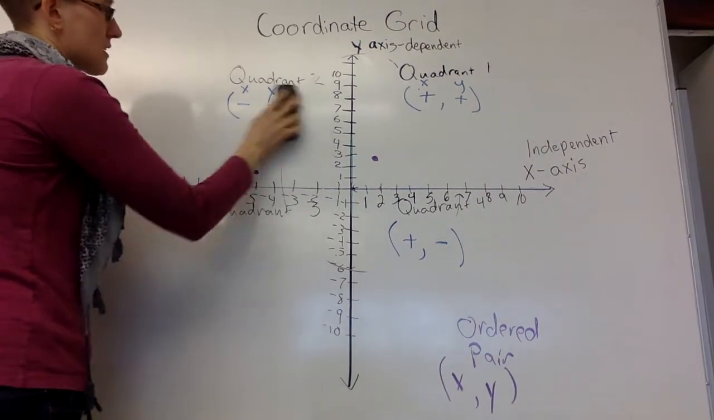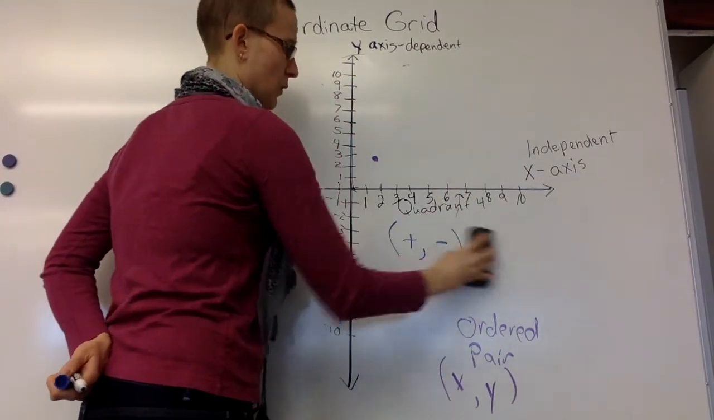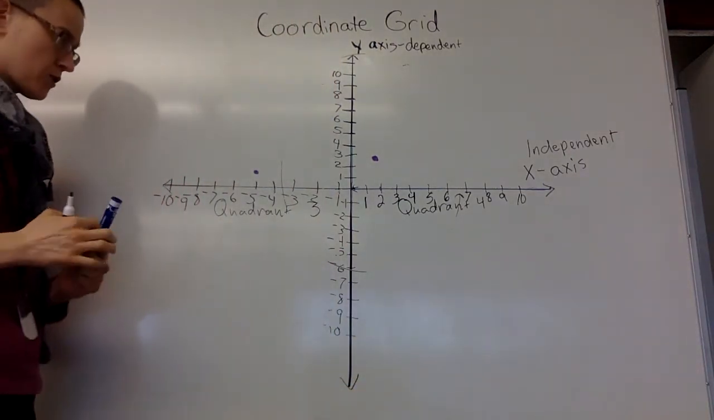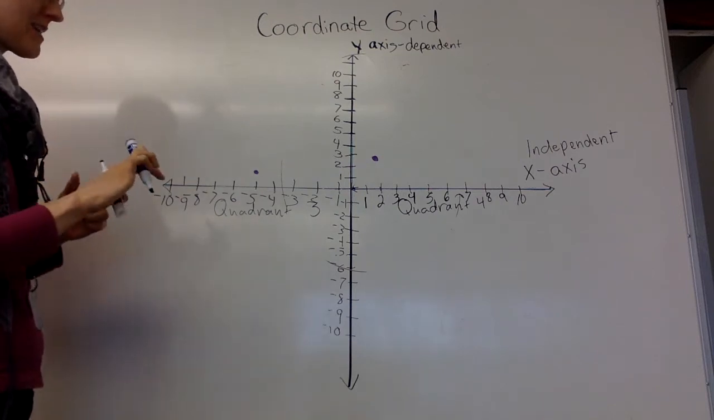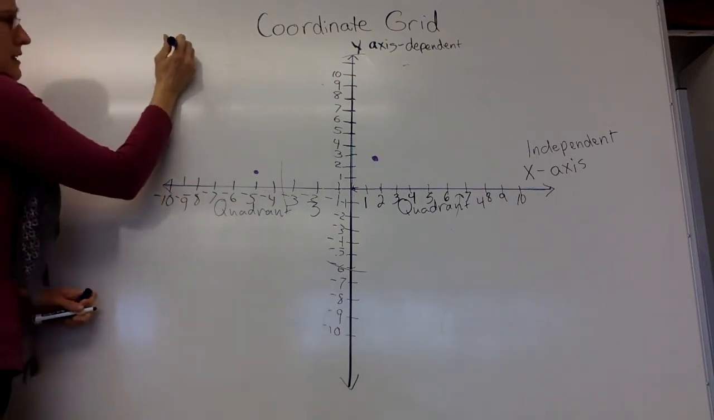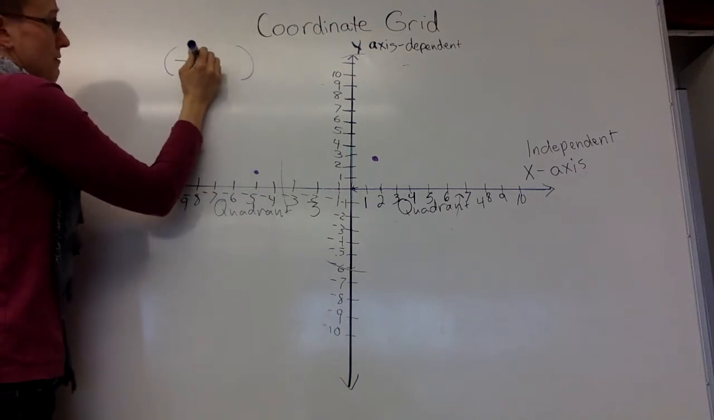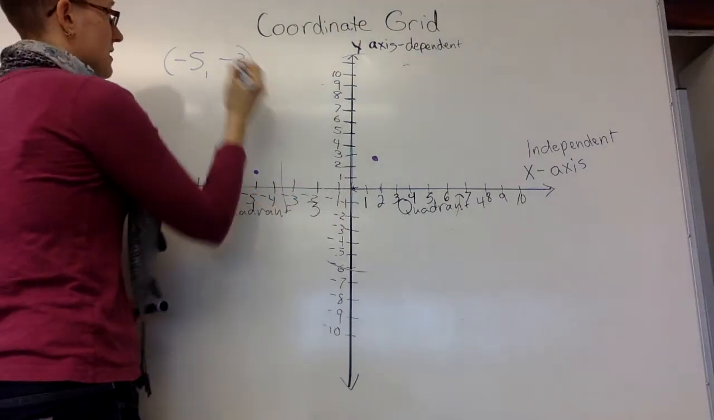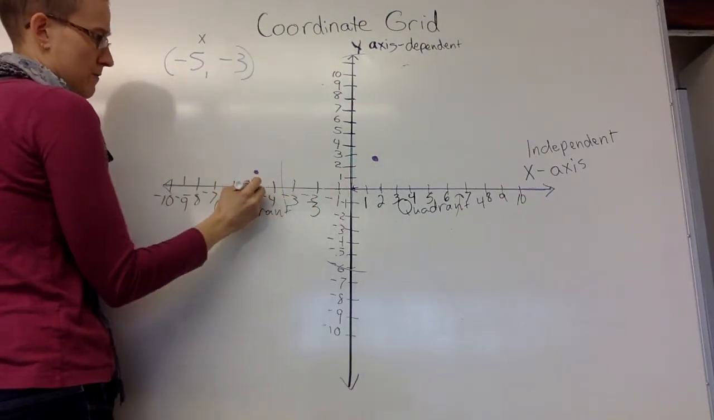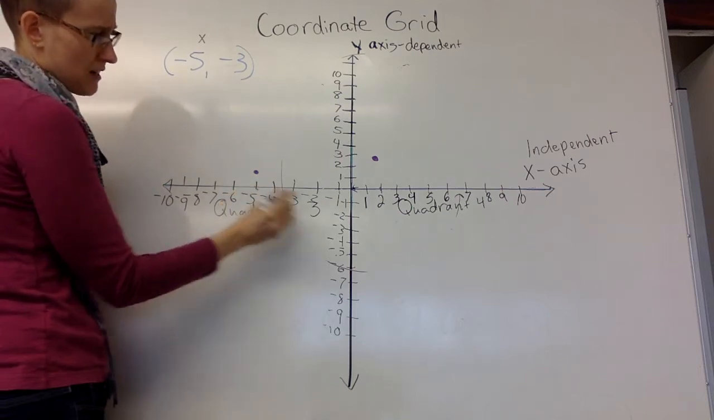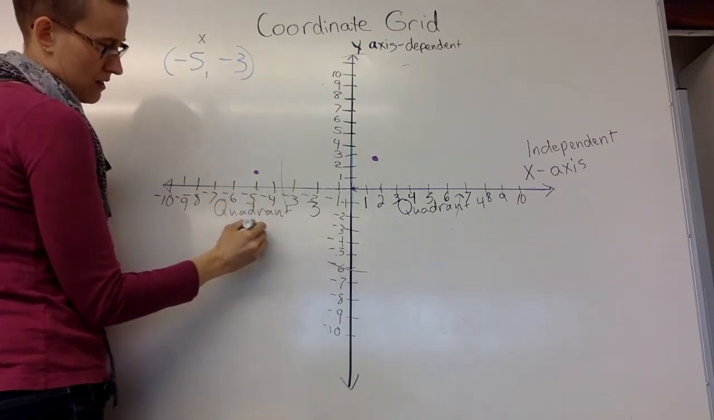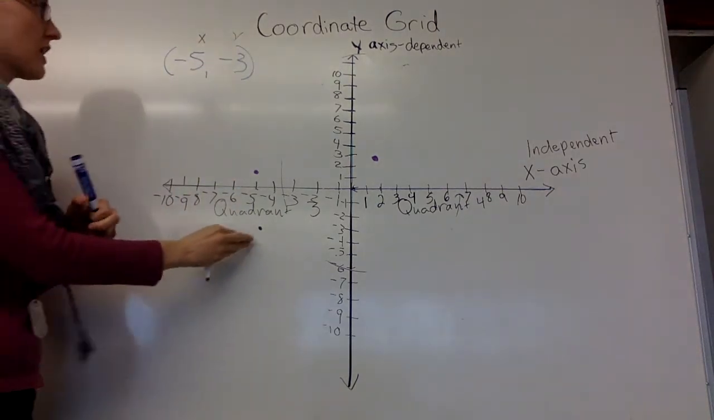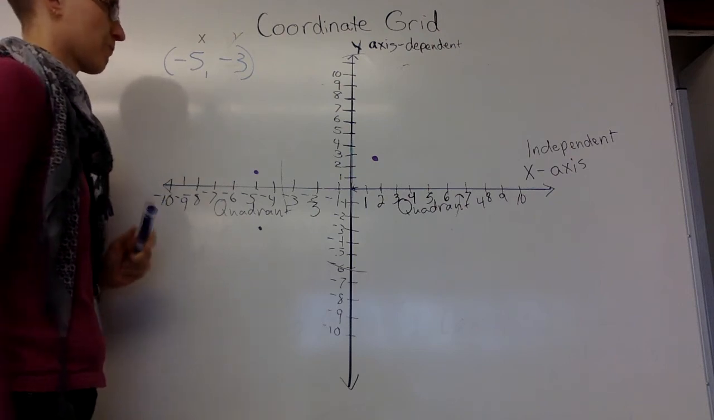Okay, so we're going to take a minute and try plotting a few more points and then also trying to figure out where a point lies. So let's try plotting this point. Let's try plotting -5, -3. So again, we're going to start at my x value, which is -5, go over -5, and then go down -3. So right there is my dot that represents -5, -3.